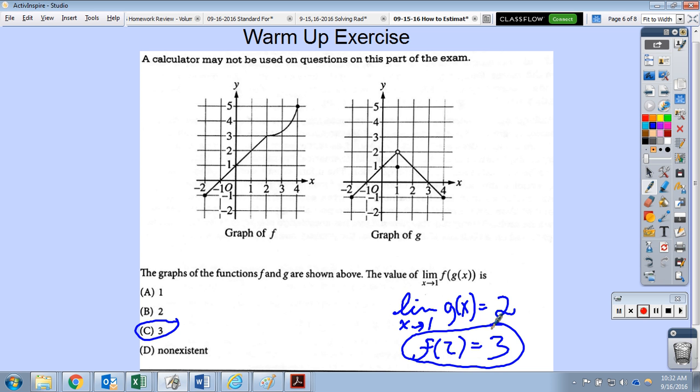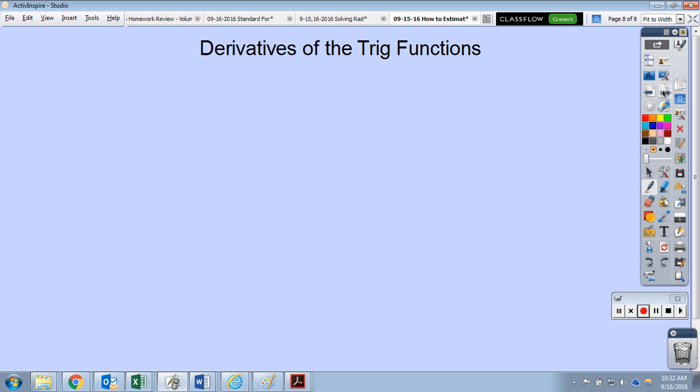Okay, so now what we need to look at, guys, is the derivatives of the trig functions. Here we go. These are unfortunately something you have to memorize.